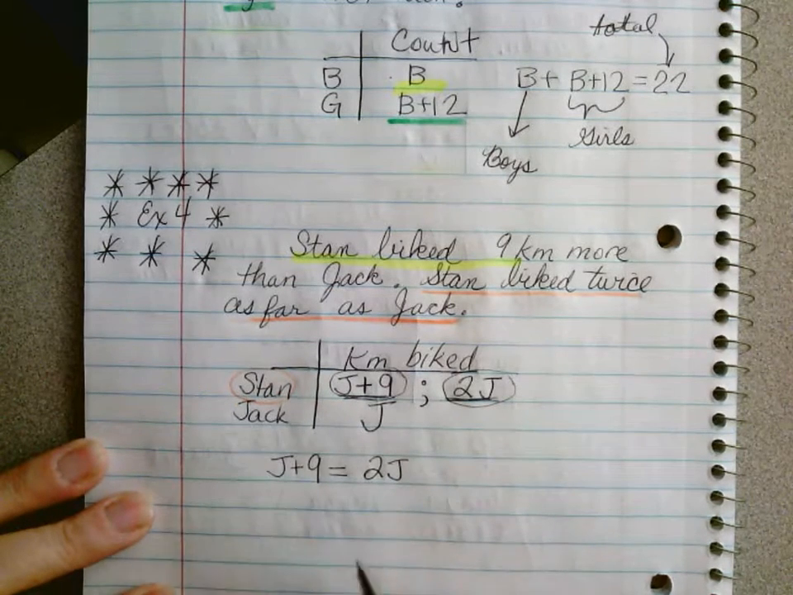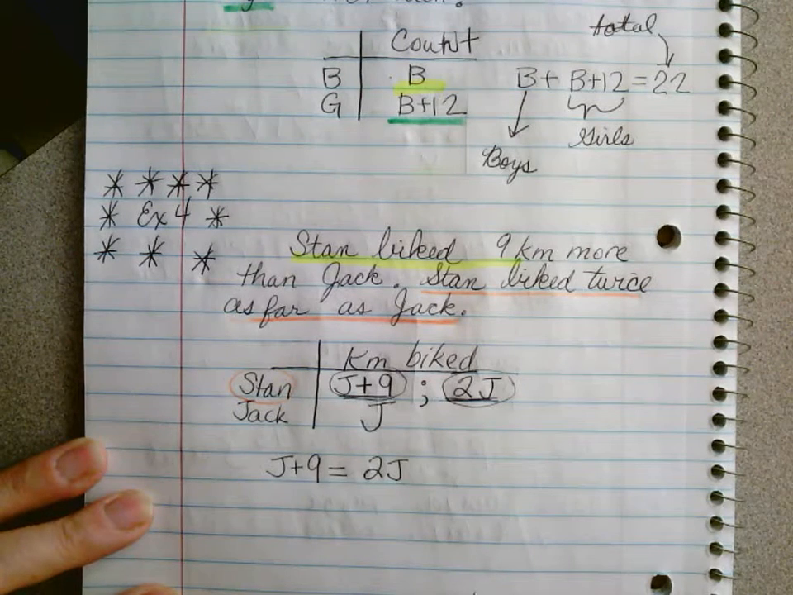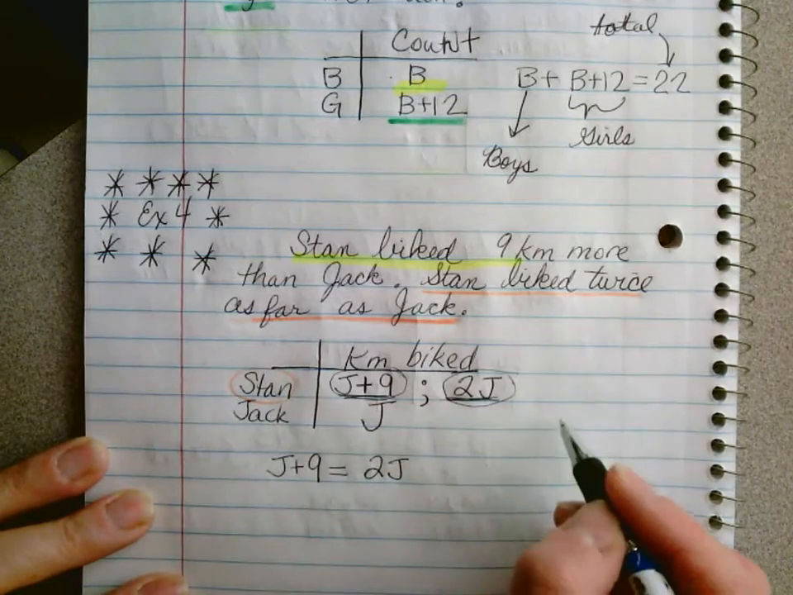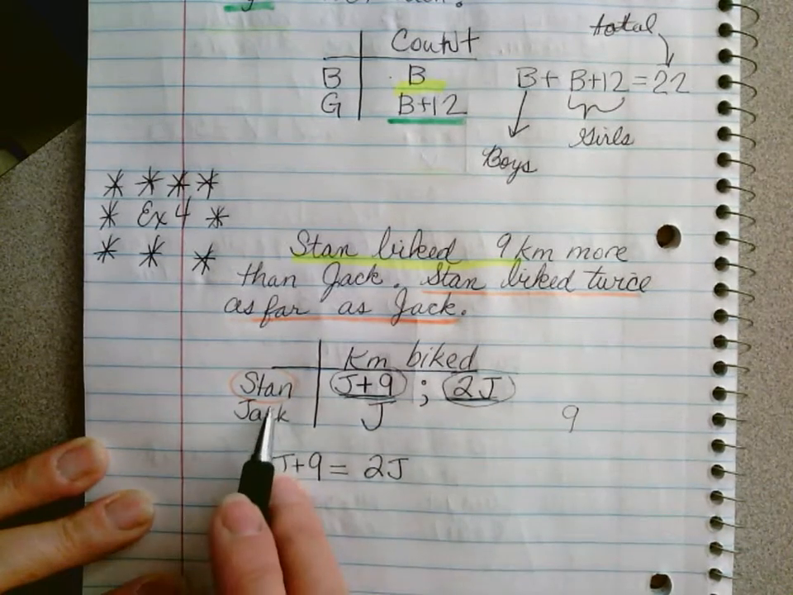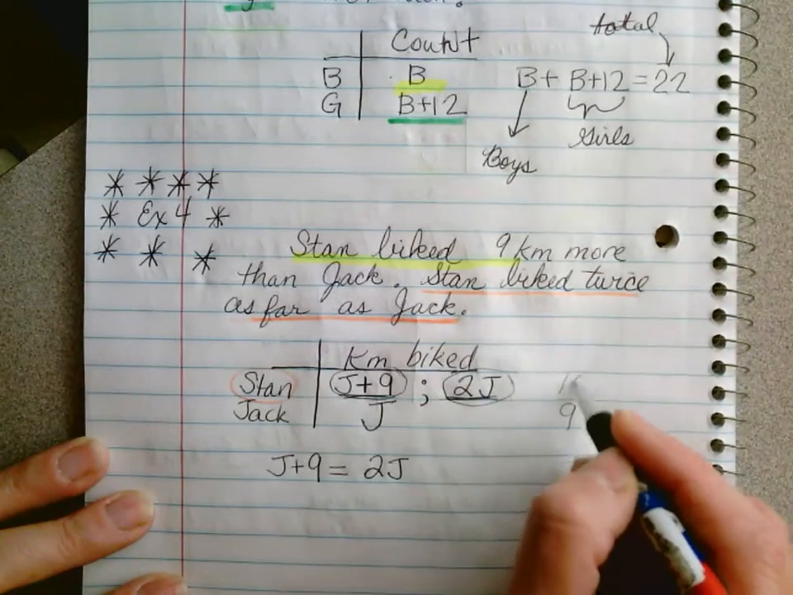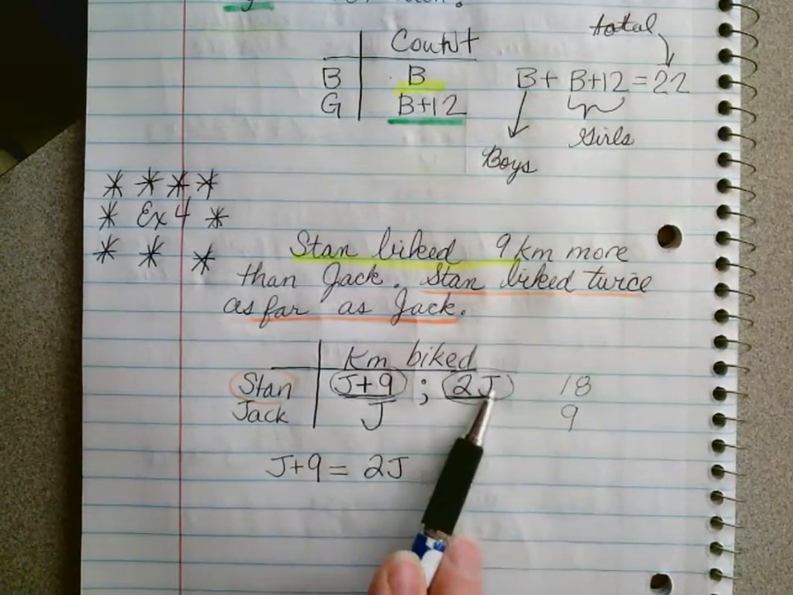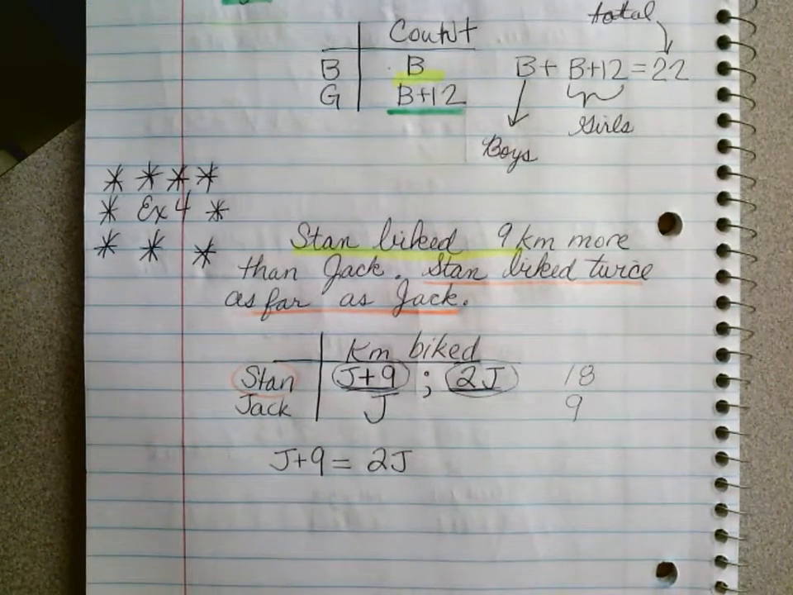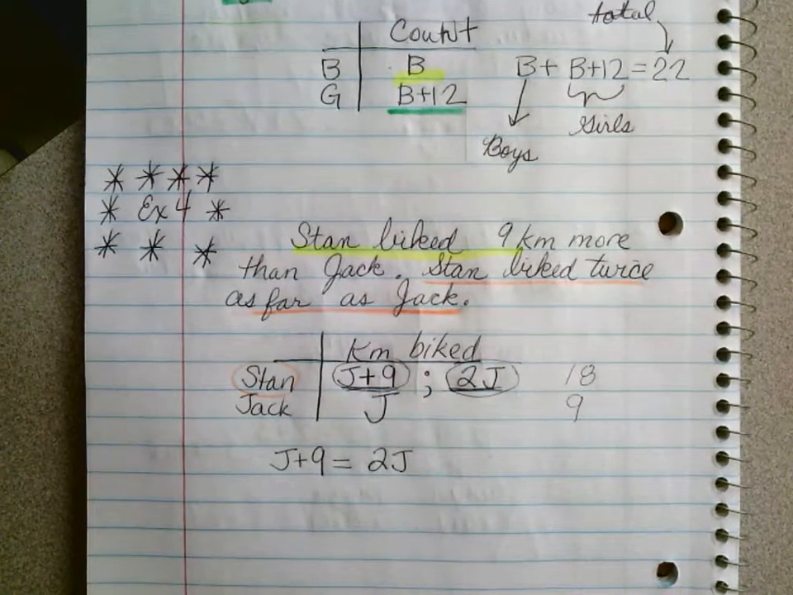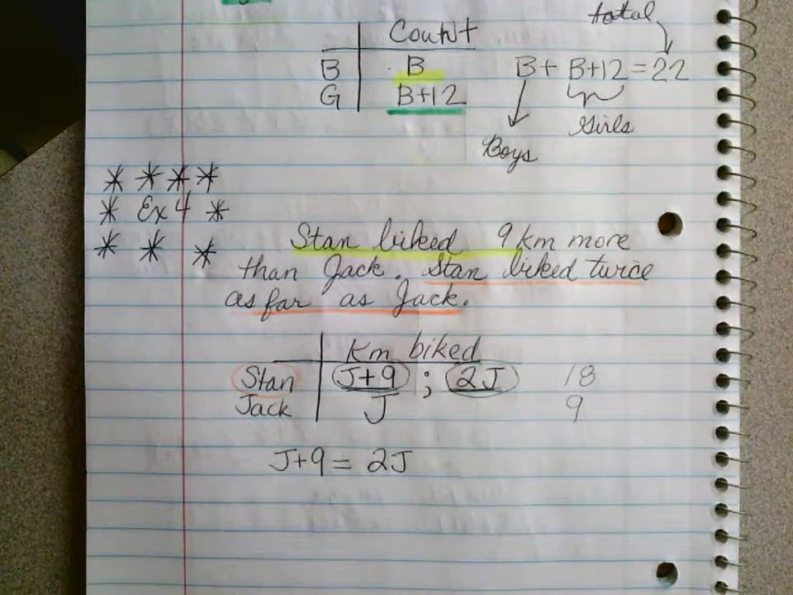When you do this, if you were to solve it, and you could, you would subtract J, and you would find out that Jack biked 9, and Stan biked 18. 9 plus 9 is 18. 2 times 9 is 18. This is a very, very common problem that causes people to slam on their brakes and freak out. Don't be that person.